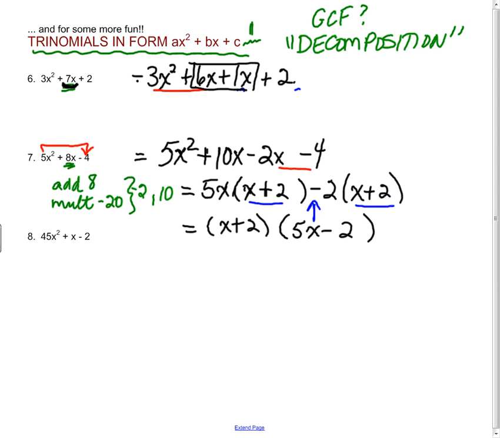Final answer. The last one, 45x squared plus x minus 2 is kind of hideous. We're going to decompose that middle term of 1x into two parts so that my two parts add to 1 and multiply to, put those two together, minus 90. My two numbers will be 10 and 9, and I will make the 10 positive and the 9 negative. Do a quick mental check. Do they multiply to -90 and add to 1? Yes, they do.